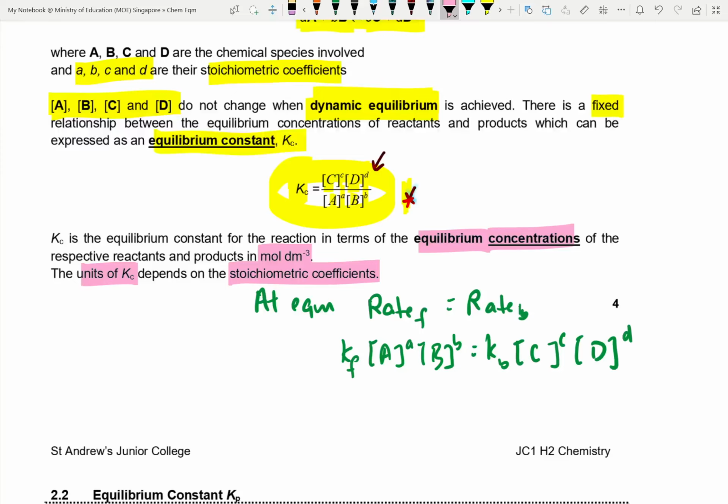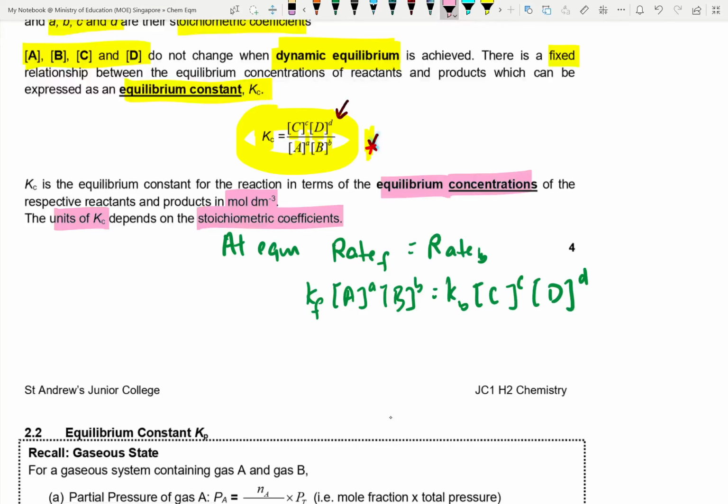At this point of time, you might be wondering how we come up with this so-called expression or formula. Actually, it's quite easy to see if we understand what is meant by equilibrium. Remember earlier on, I told you that equilibrium is reached when the rate of the forward reaction is equal to the rate of the backward reaction.